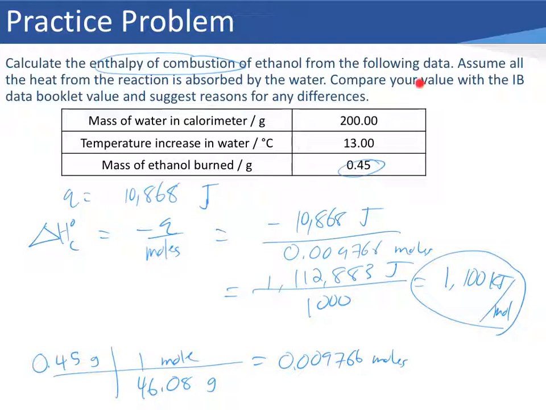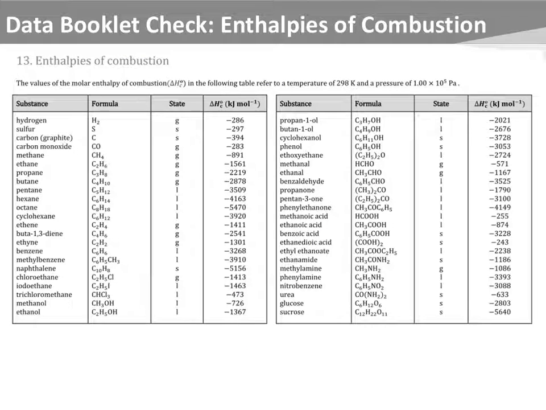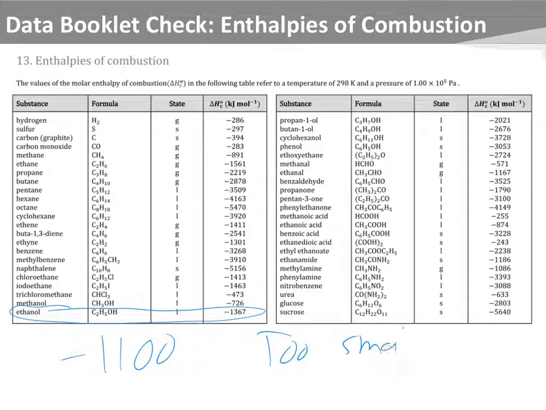So now it says compare your value with the IB data booklet and suggest reasons for any differences. So let's see, this was ethanol. Let's find ethanol. Ethanol says 1,367. We got 1,100. So our value is too small. Why would it be too small? Well, the biggest reason is probably energy from the flame of the ethanol lost to the surroundings. Heat energy lost to the surroundings is a big problem for calorimetry, especially depending on your setup.